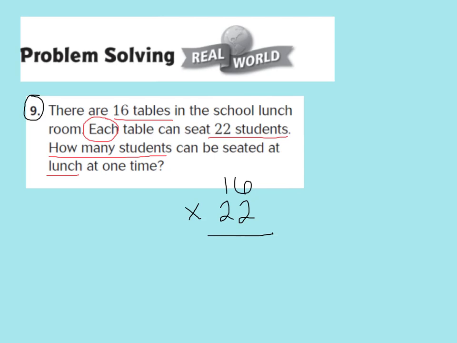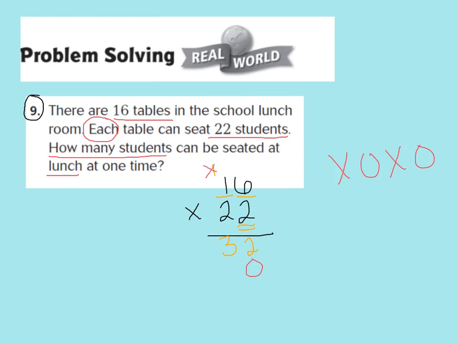First, I need to start in my ones place. So I need to multiply 2 times 6. 2 times 6 is 12. Drop down your 2, regroup your 1. Now I need to multiply my 2 by my 1. 2 times 1 is 2 plus 1 is 3. So I've multiplied my ones place on the bottom by everyone up top. Now I can multiply my tens place by everyone up top. But before I can do that, I need to do my hugs and kisses. I need to drop down a hug and kiss away the plus 1.